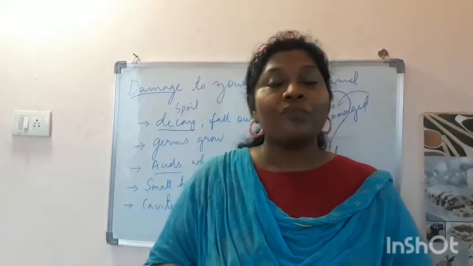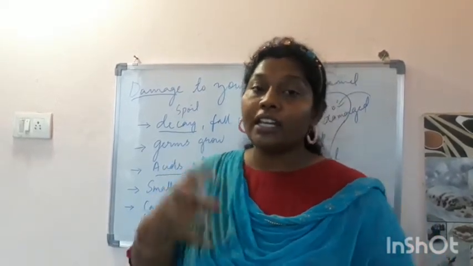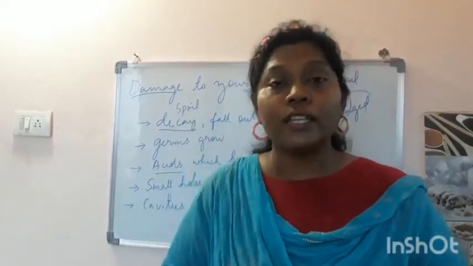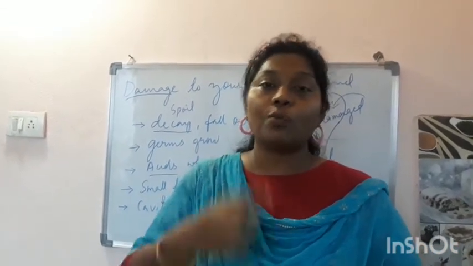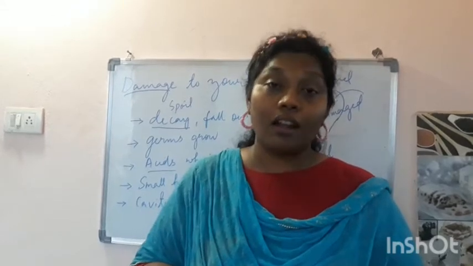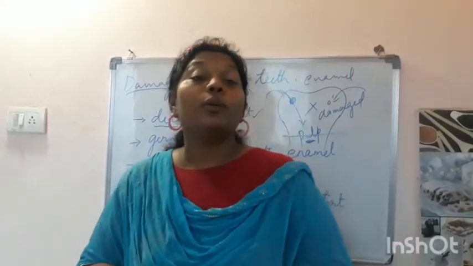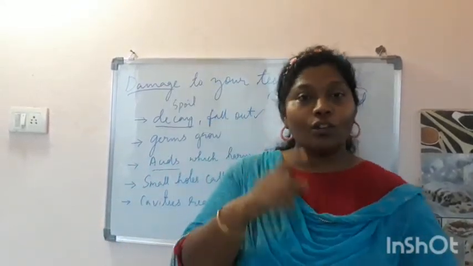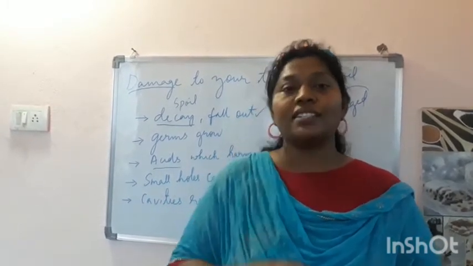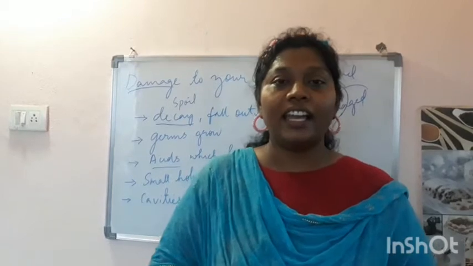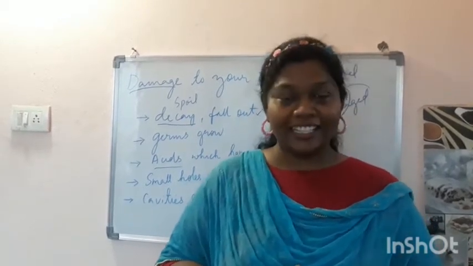See children, nowadays it is happening. Why? Because the food we are eating contains a large amount of sweetening materials. These sweetening materials are spoiling the outer layer, the crown. So children, you have to take care. So what you have to do? You have to brush your teeth twice a day and protect your teeth.